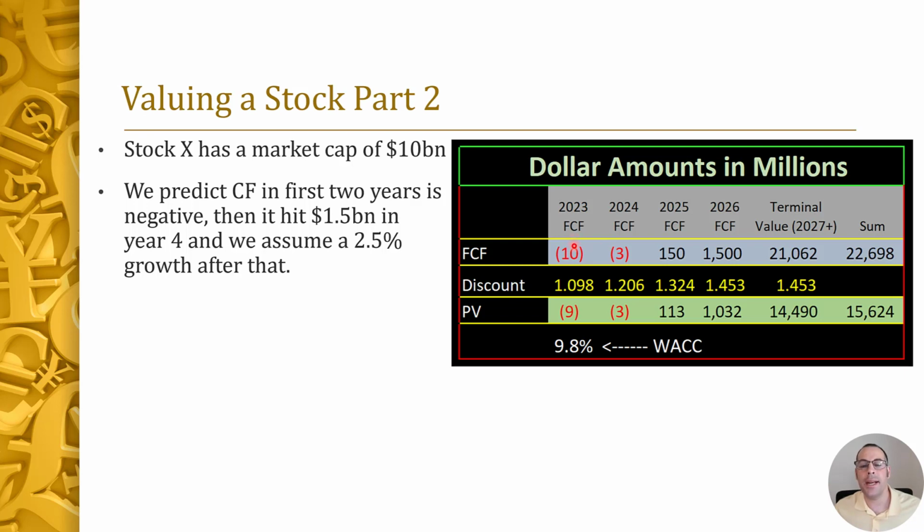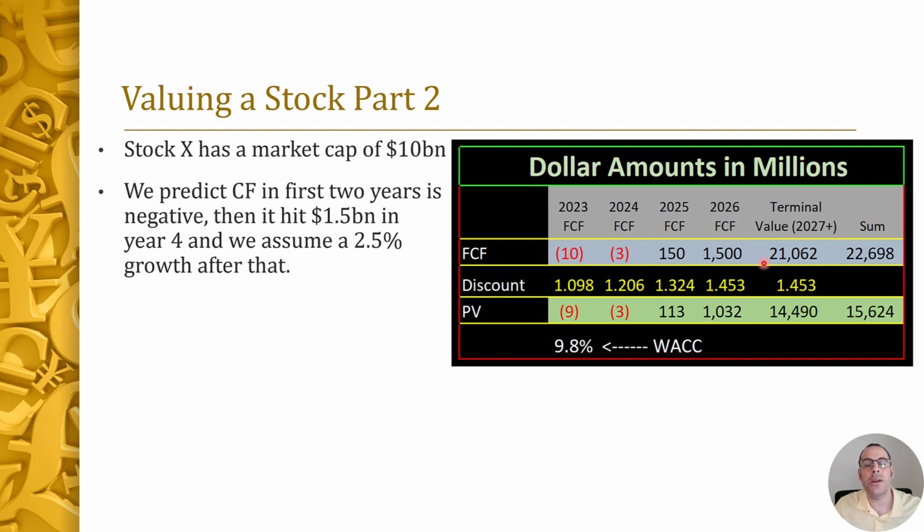in 2023 to be negative 10 million, 2024 negative 3 million, then positive 150 million, and then in 2026 1.5 billion. And then at that point, we can give them a consistent growth rate of say 2.5%. Maybe this is a new EV company and they really haven't sold much cars yet, but we feel by 2026 they're going to hit their peak and they're going to be in much more demand at that point.